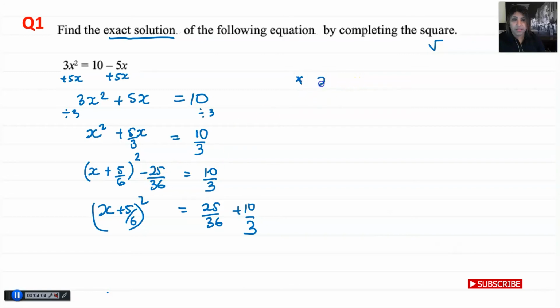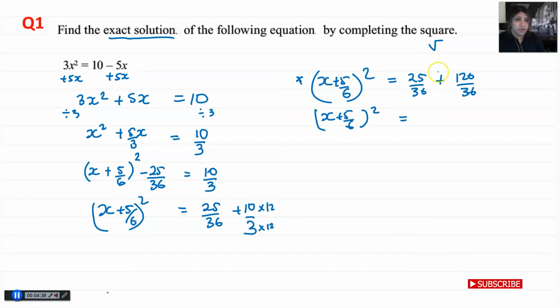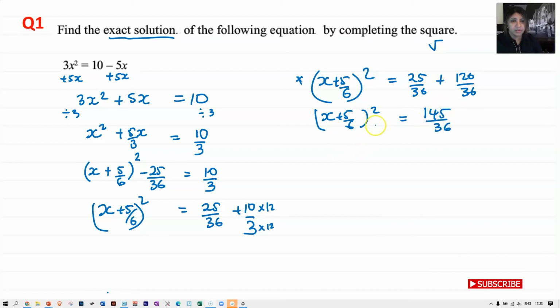What do we have? We have x plus 5 over 6 squared equals, I need to have the same denominator so that I can have 36 here. I need to multiply this by 12 and this by 12. So this is going to be equal to 25 over 36 plus 120 over 36. So x plus 5 over 6 squared is equal to, these two will give me 145 over 36. Now I need to remove the square here in order to release this x here.